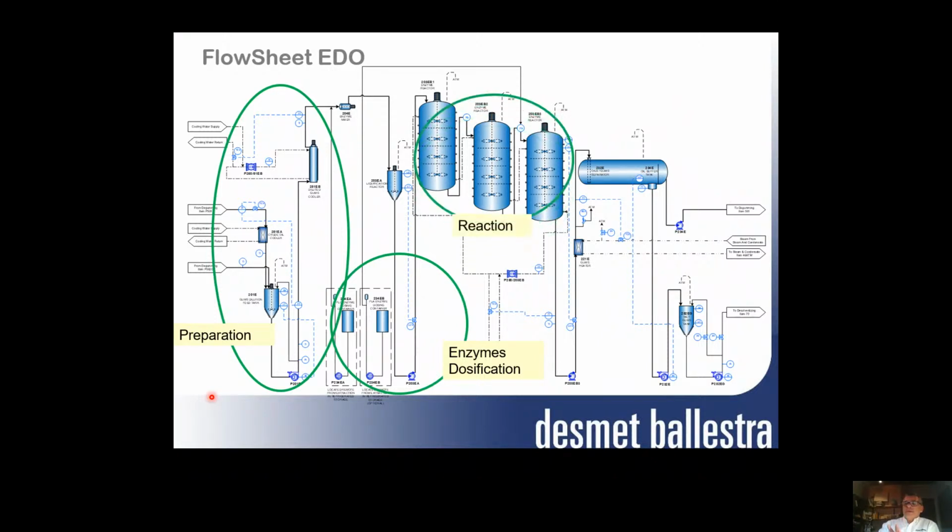But then it is a reaction with vessels, reactors, where we have passing from one to the other by simple gravity. These are gums, but the behavior of these gums after the enzyme dosification is like a liquid, so they can pass easily from one to the other without any pump or any other mechanical action.